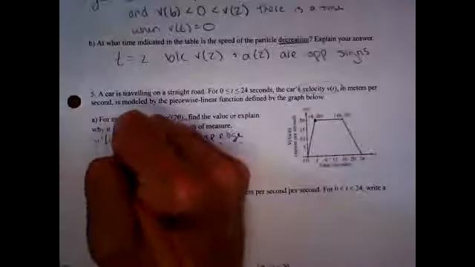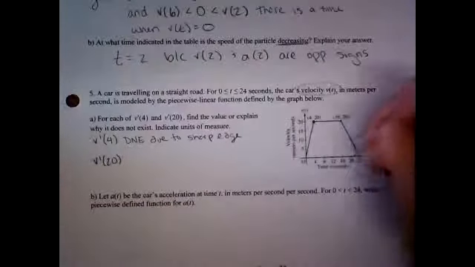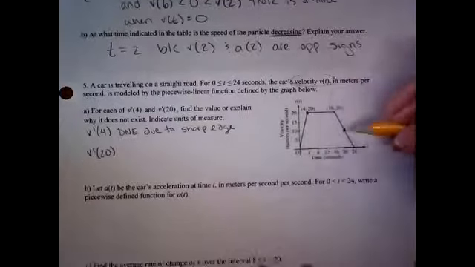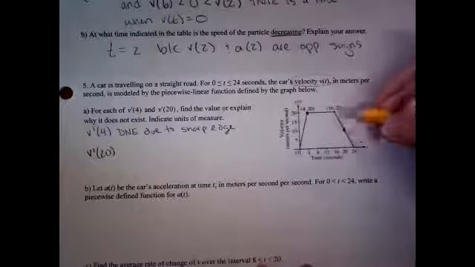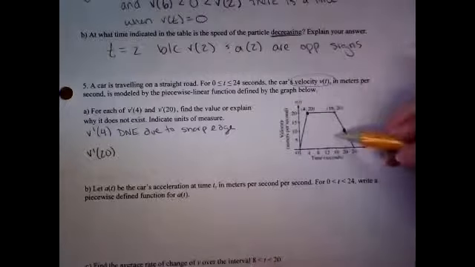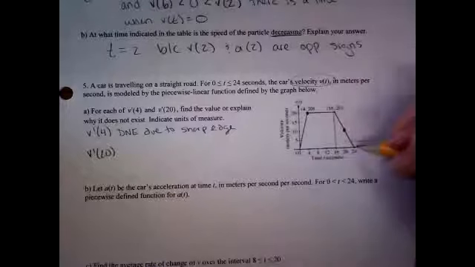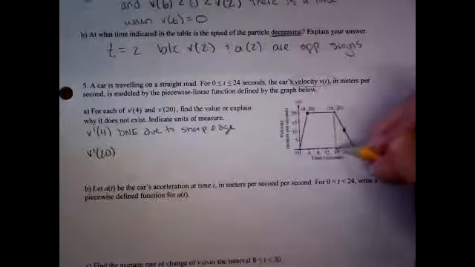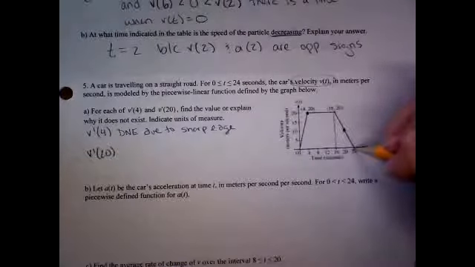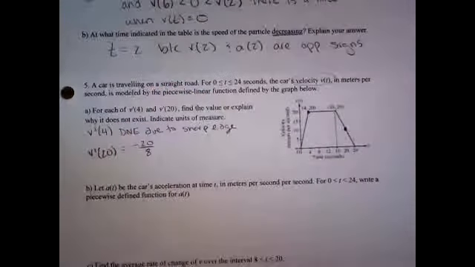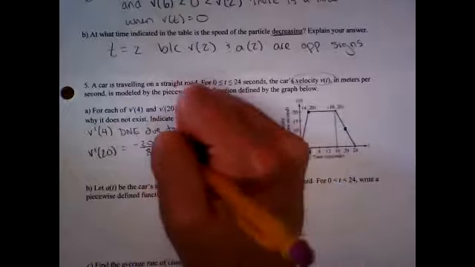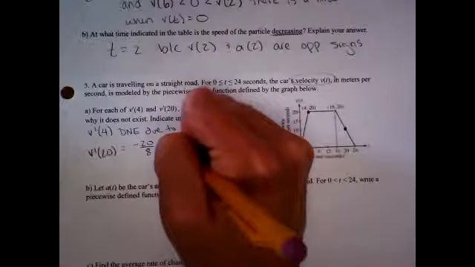And then v prime of 20, let's see, here's 20. We can get the slope at that point. It's the slope of this line. So let's see, we went down 20 and over, from 16 to 24 would be 8. So down 20 over 8, negative 20 eighths. Or we could reduce that. What would that be? Negative 5 halves.